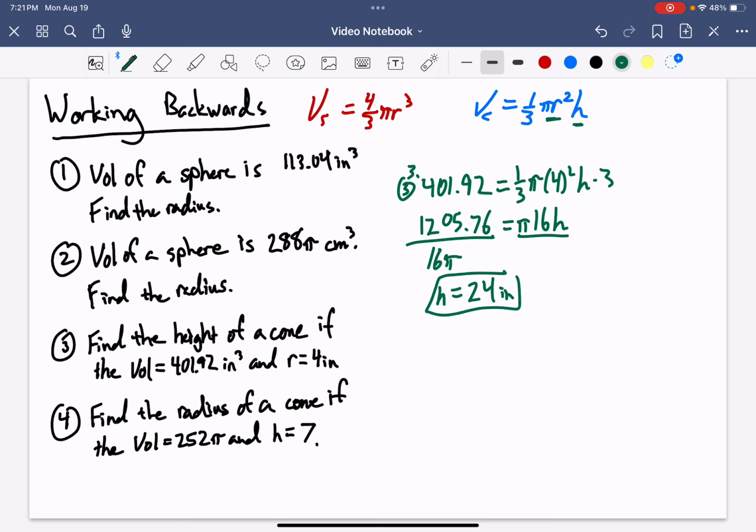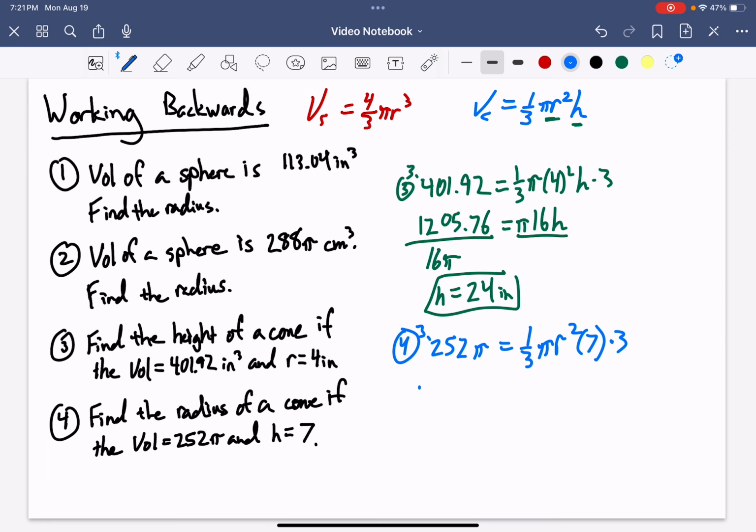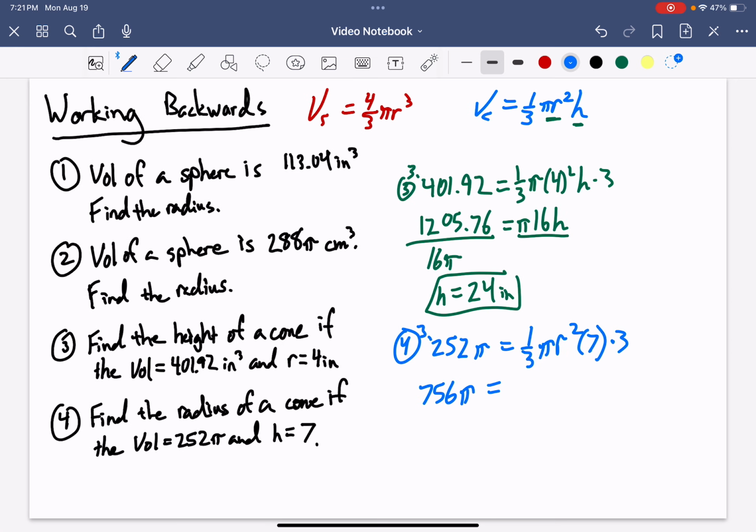All right. And then finally, number 4, find the radius of a cone if the volume is 252 pi, is equal to 1/3 pi. We don't know what r is, and then h is 7. So again, what I'm going to do first thing is get rid of that fraction because fractions can make things tricky. 252 times 3, that is 756 pi, is now equal to pi or 7 pi r squared. So I just took that 7 and I moved it to this side because the 3 and the 1/3 canceled each other out. Divide both sides by 7.